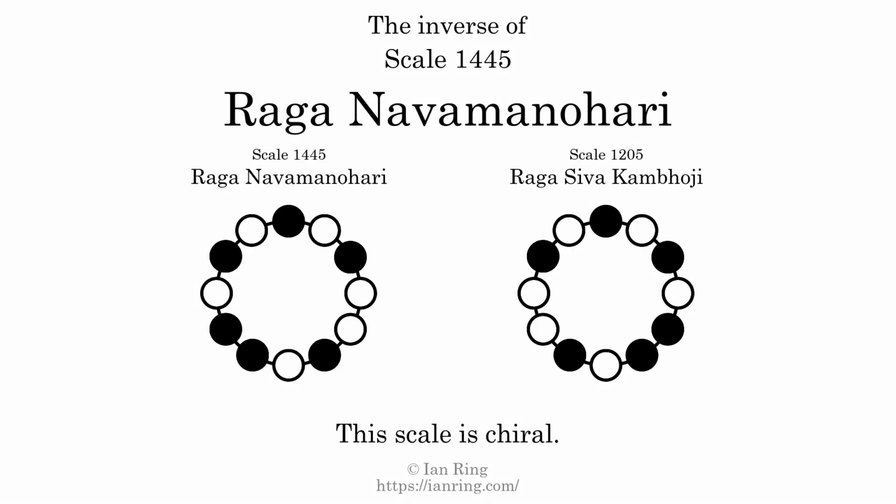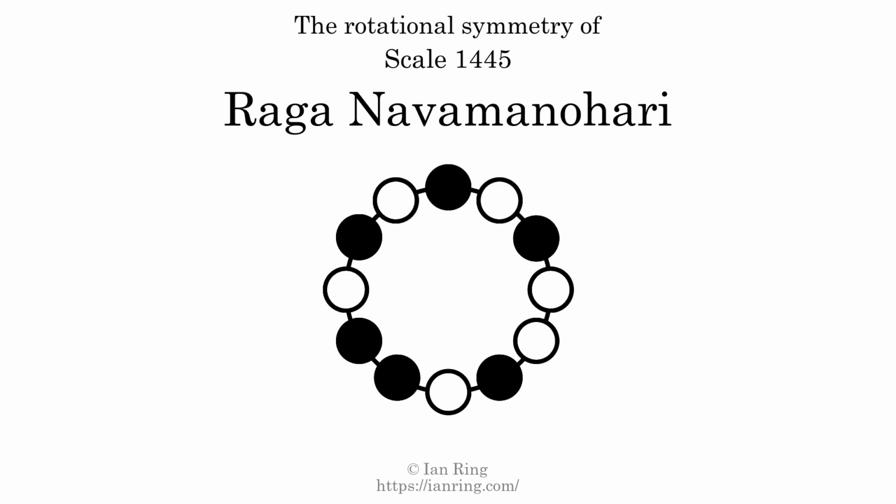The inverse of a scale is a mirror image. It is what you get when the sequence of intervals is reversed. The inverse of this scale is scale 1205, also known as Raga Shiva Kambhaji. This scale is chiral. It cannot transform into its inverse by rotational transformation. This scale has no rotational symmetry.